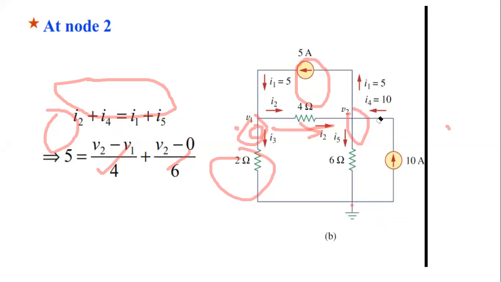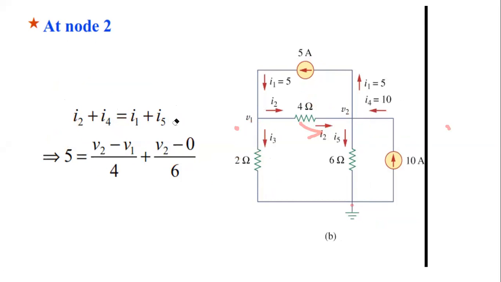One person has written it correctly. You are saying that the equation is I2 plus I4 is equal to I1 plus I5. So incoming current equals outgoing current.